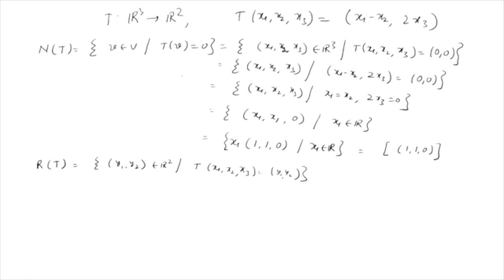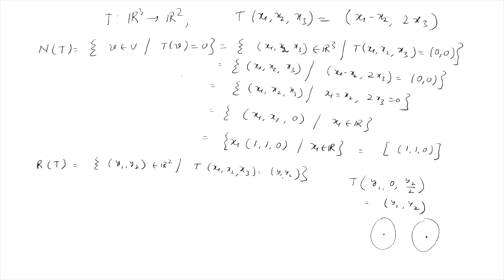Now, you can simply observe here that if you take T of (y1, 0, y2 by 2), it is equal to (y1, y2). You can simply observe here, it is y1 minus 0 which is y1, and y2 by 2 into 2 is simply y2. So that means for any (y1, y2) here in W, which is R2, there exists a pre-image here in R3.